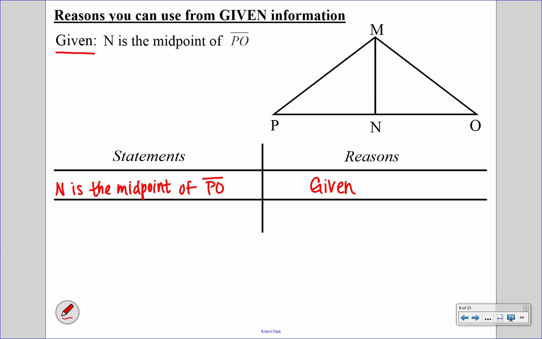Next, we're going to draw our symbols on our picture. That means if N is the midpoint, it breaks PO into 2 equal or congruent parts. So we can do our 2 dashes. And the way we write that down in a proof is that PN is congruent to NO. And the reason for writing that down is our definition of midpoint.